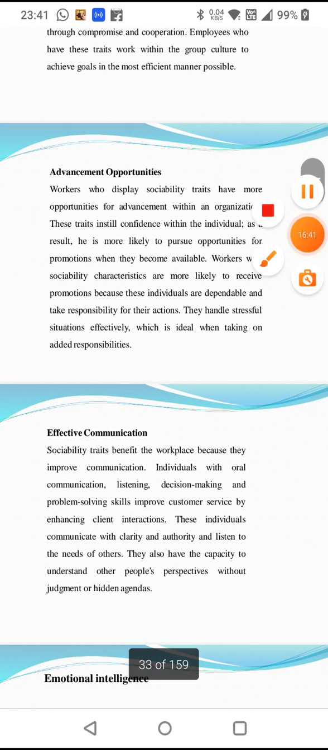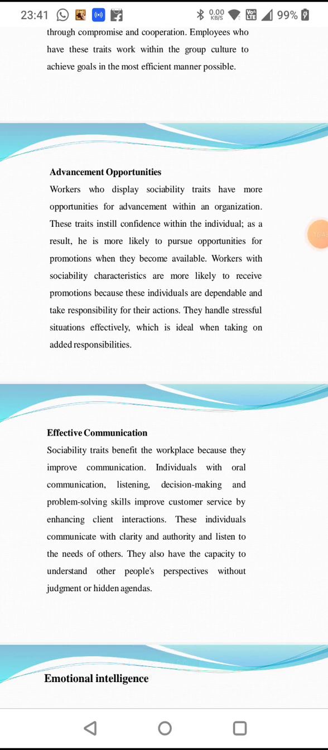Next is the advancement opportunities. Workers who display sociability traits have more opportunities for advancement within an organization. These traits instill confidence within the individual. As a result, he or she is more likely to pursue opportunities for promotions when they become available. Workers with sociability characteristics are more likely to receive promotions because these individuals are dependable and take responsibility for their actions. They handle stressful situations effectively, which is ideal when taking on added responsibilities.